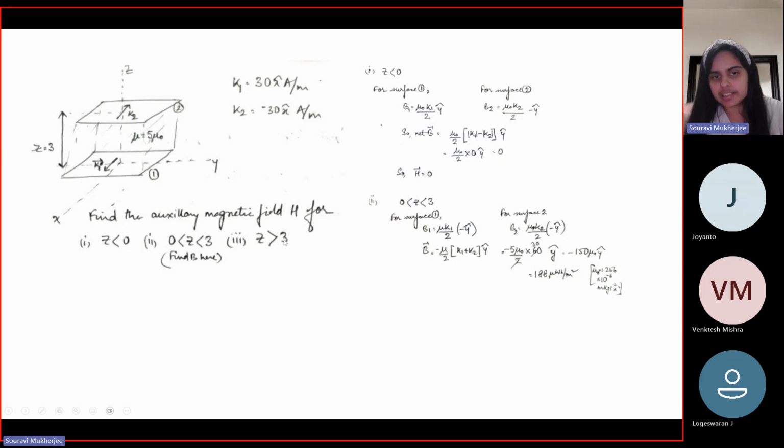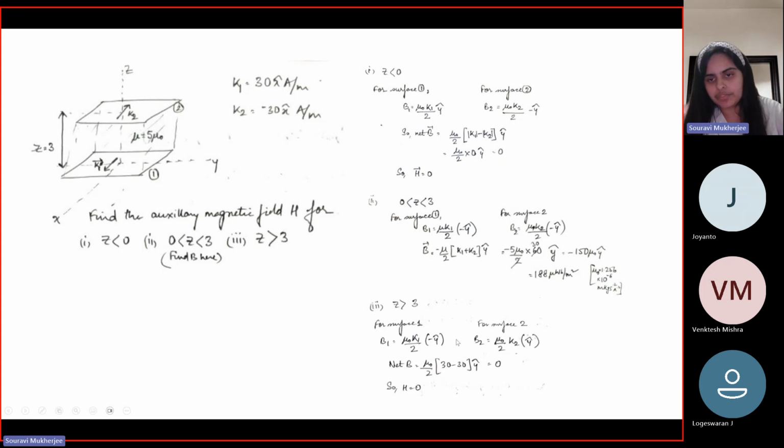Again in the third section, that is Z greater than 3, for the first surface the magnetic field lines are directed in the minus Y direction, while for the second surface they are directed in the plus Y direction. So again the two fields will cancel and you'll get H equal to 0. If your K1 and K2 were not equal, you would have got an effective field in sections 1 and 3 as well. Because they're equal, it cancels out to 0. Is it clear to everyone?